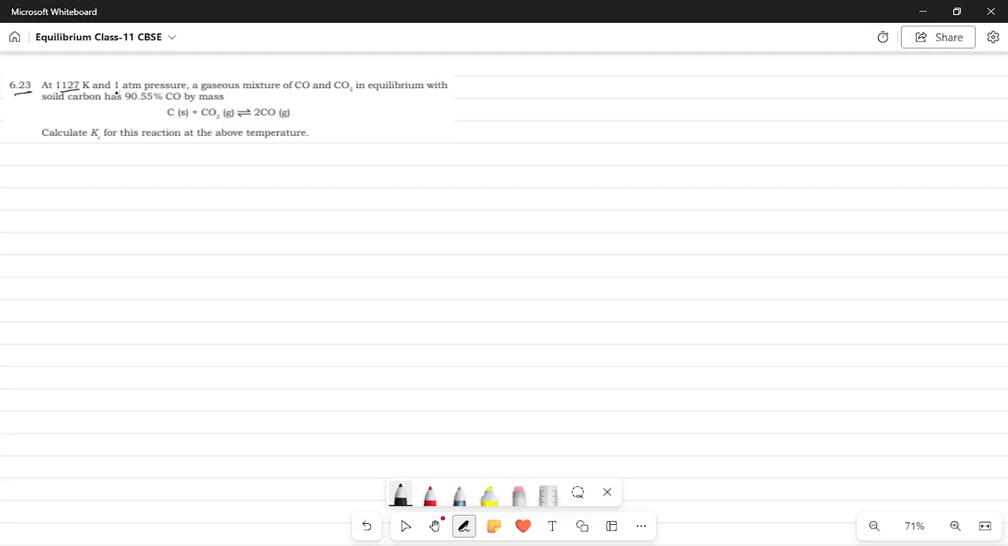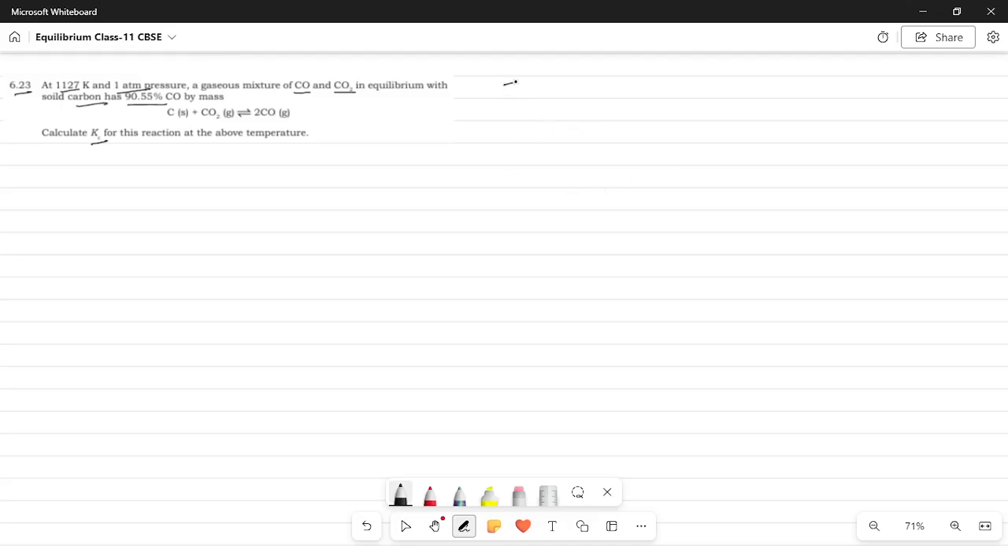1127 Kelvin and 1 atmosphere pressure, a gaseous mixture of CO, that is carbon monoxide, and carbon dioxide is in equilibrium with solid carbon at 90.55% carbon monoxide by mass. Calculate the value of Kc. So we need to figure out what the equilibrium constant is, right? So let's write down what's been given to us.